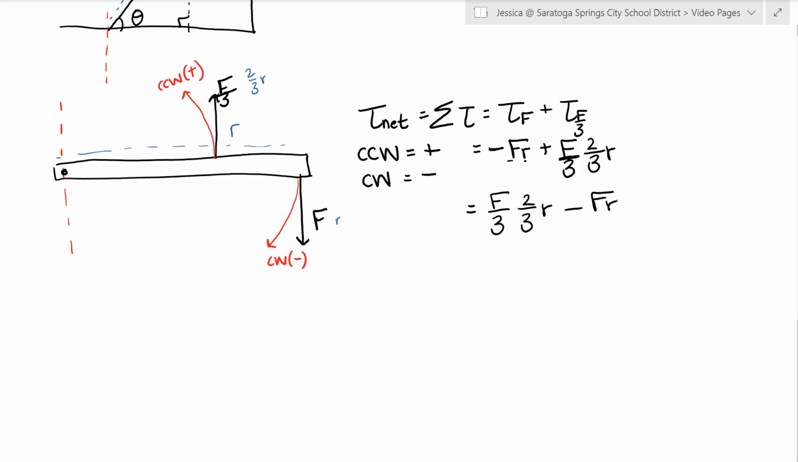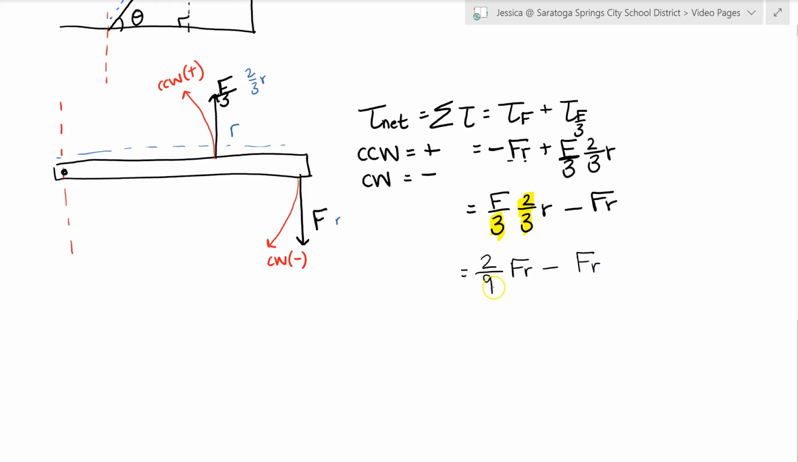Now, when it comes to combining something like this, what we want to do is combine all of the coefficients, or all of the numbers, first. So we want to combine 2/3 and 1/3, and they're being multiplied. So they're going to multiply together to give us 2/9. So we're going to pull that number out front, and then F times R. Okay? Then minus FR.